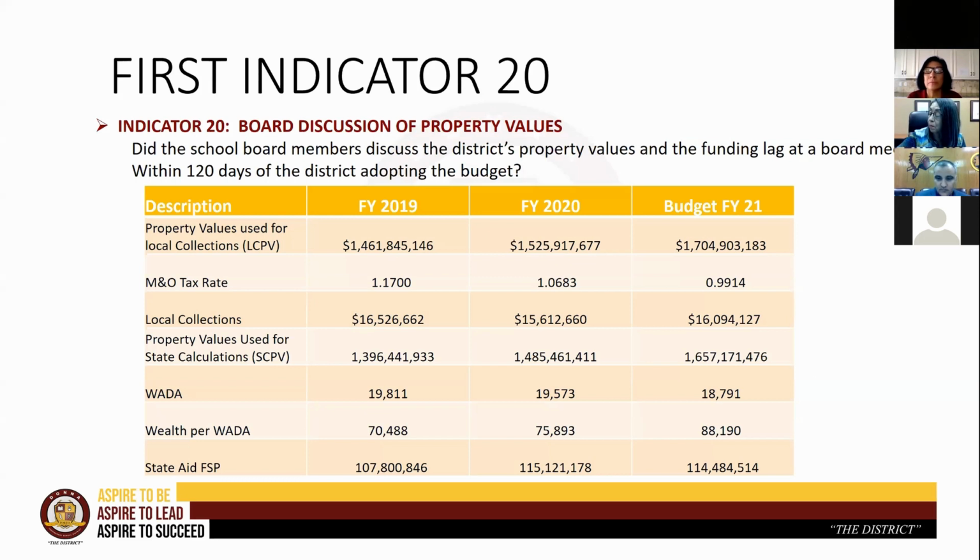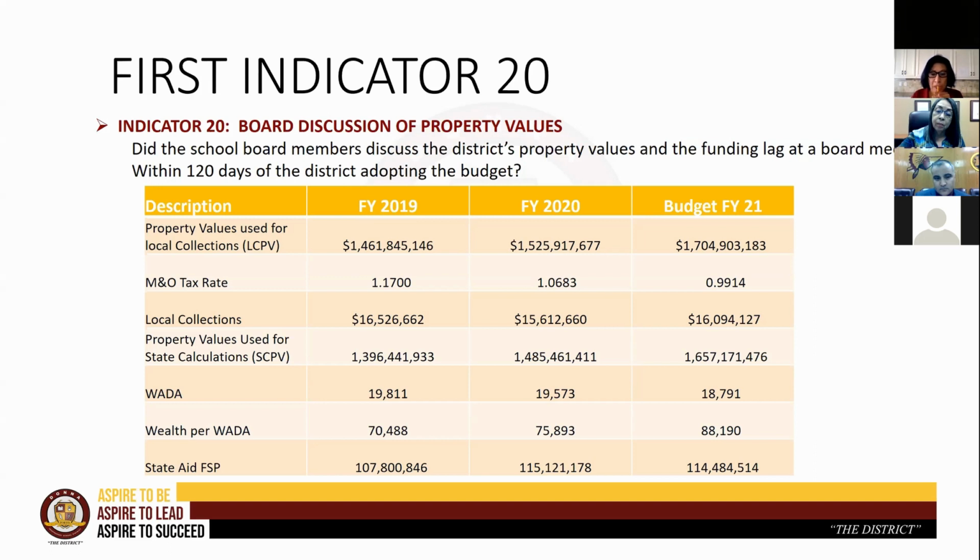The property values used for state calculations are always lower than what our local appraisal district certifies. So you see there it's at $1.4 million for fiscal year 19, almost $1.5 billion for fiscal year 20. And for the current year, we are estimating a little over $1.65 million in property values.